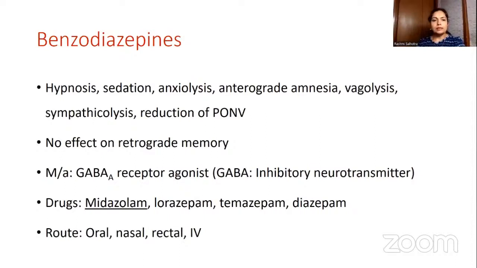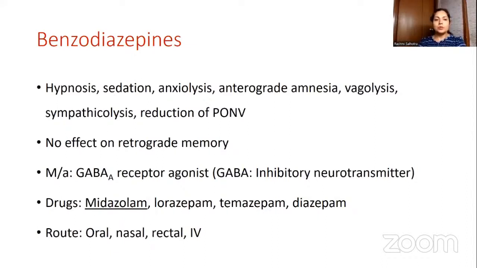Benzodiazepines are a very important class of agents, and they cause hypnosis, sedation, anxiolysis, anterograde amnesia, vagolysis, sympathicolysis, and reduction of PONV without any effect on retrograde memory. They act by agonism of the GABA A receptor, which is an inhibitory neurotransmitter receptor in the brain, and hence it soothes or calms the patient.